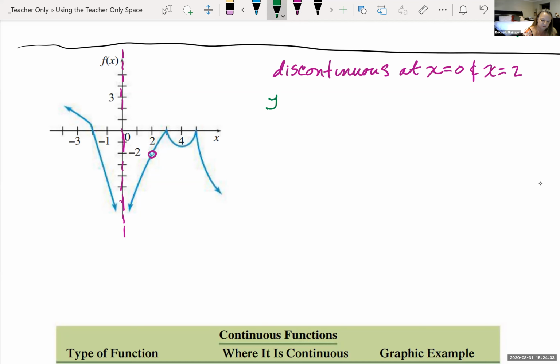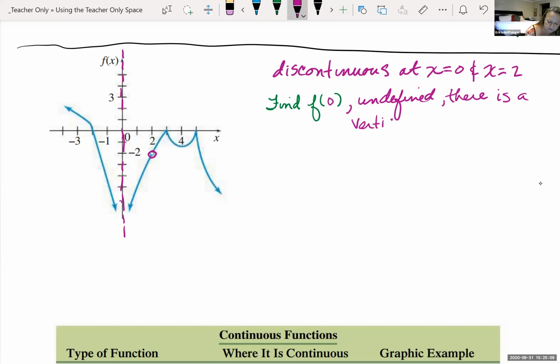So let's first find f of 0. Well, like I was saying, there's a vertical asymptote at x equals 0. And so again, you can never cross or touch a vertical asymptote. And so this is undefined. There is a vertical asymptote at x equals 0.